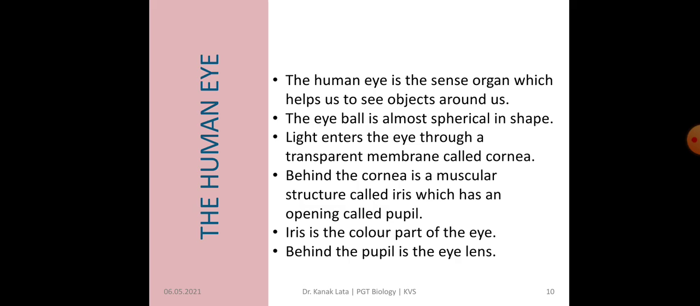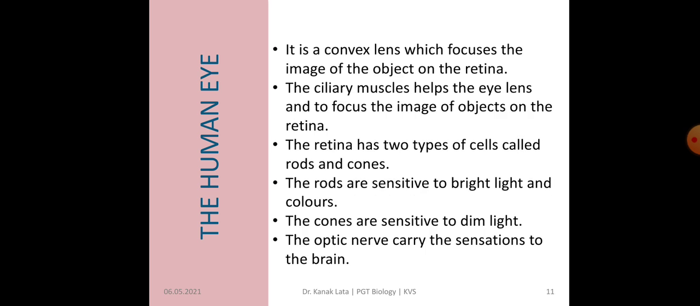In the iris, there is a small opening called the pupil. The iris is the colored part of the eye by which we decide whether the eye color is green, black or blue. So the iris decides the color of the eye. The size of the pupil is controlled by the iris. The iris controls the amount of light entering the eye. Whenever there is bright light, the size of the pupil decreases, and whenever it is dim light, the size of the pupil increases. Behind the pupil, there is the eye lens.